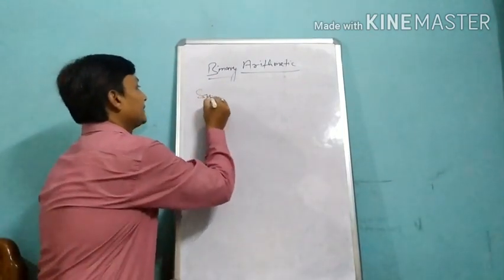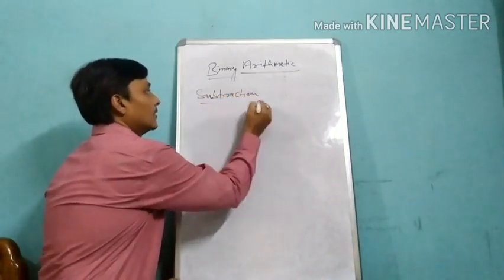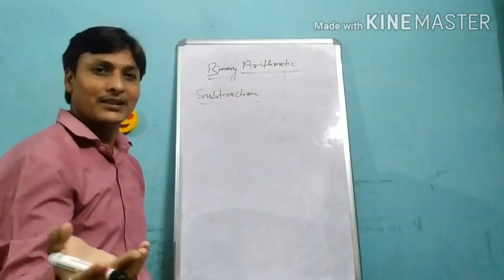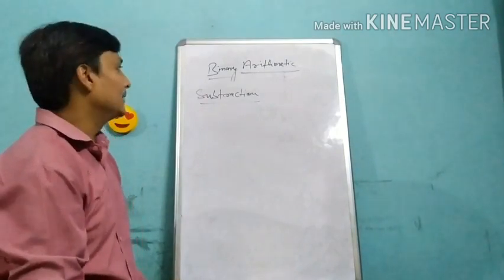What we have? Subtraction. Fine. I will tell you only addition and subtraction. Multiplication, division, you can do it. It is already given in your book. Have any problem? So I don't think you will have any problem.